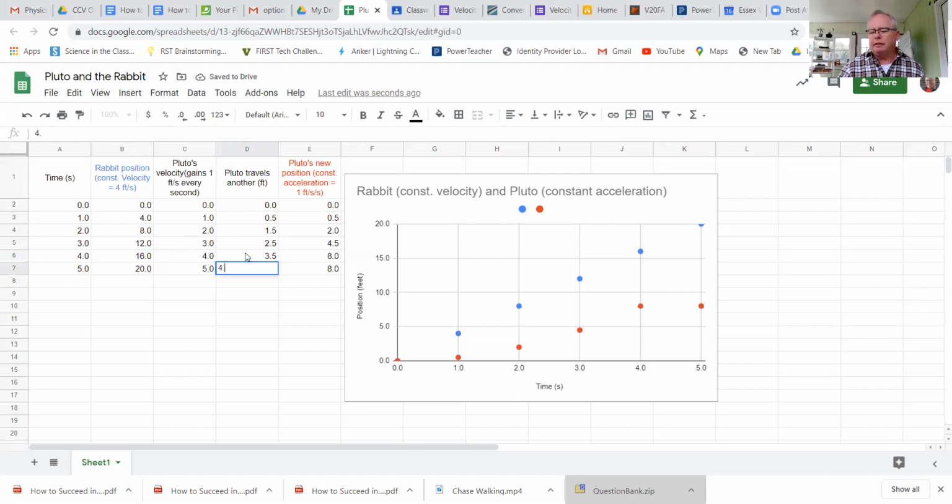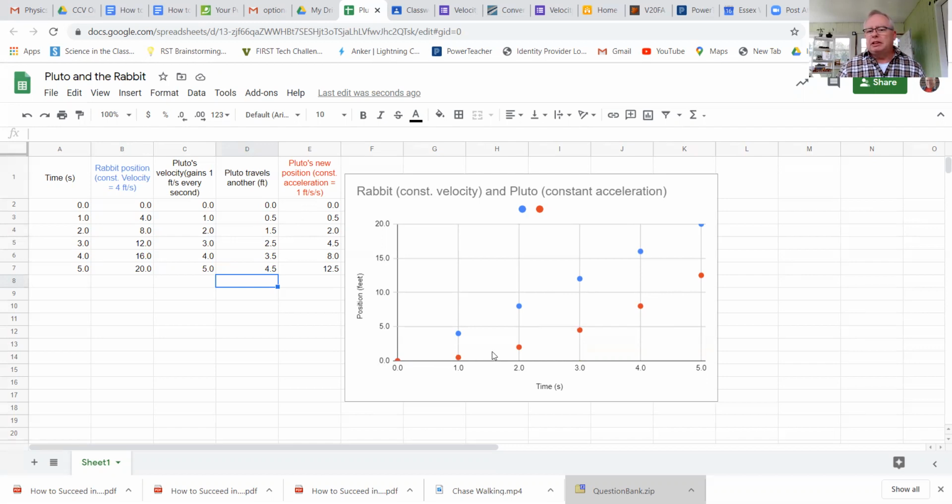And then finally 4.5. So because Pluto is going faster and faster, it covers more distance with every second. And you can see that the total distance Pluto has traveled, this is sort of a running total. Half a foot plus 1.5 is 2. 2 feet plus 2.5 feet is 4.5. Plus 3.5 is 8. Plus 4.5 is 12.5. So Pluto is not catching the rabbit yet.